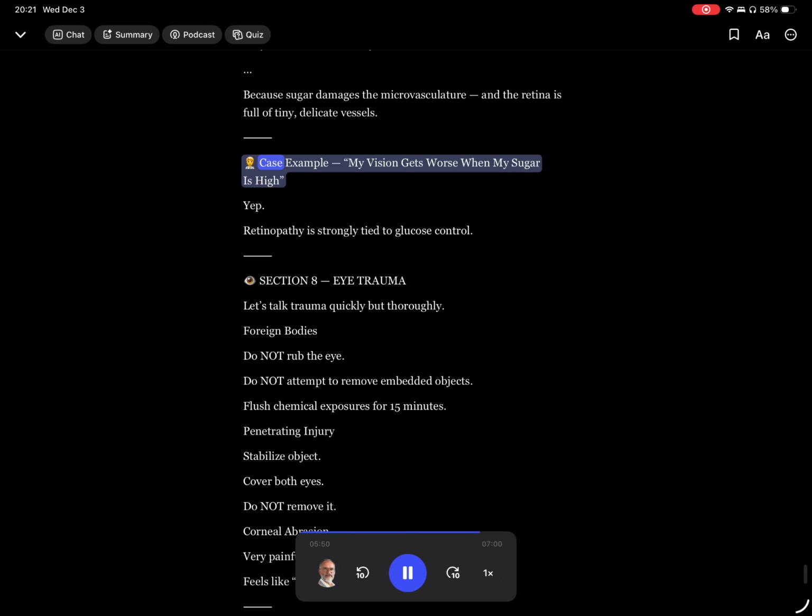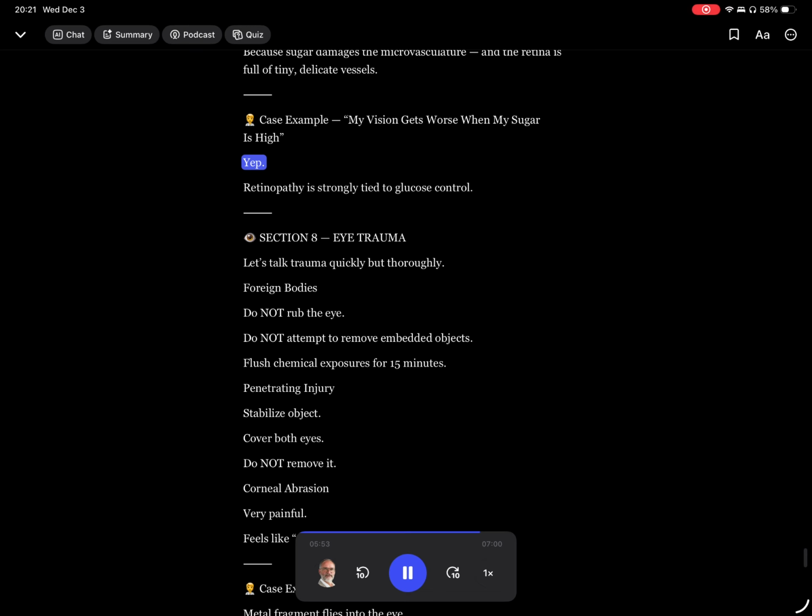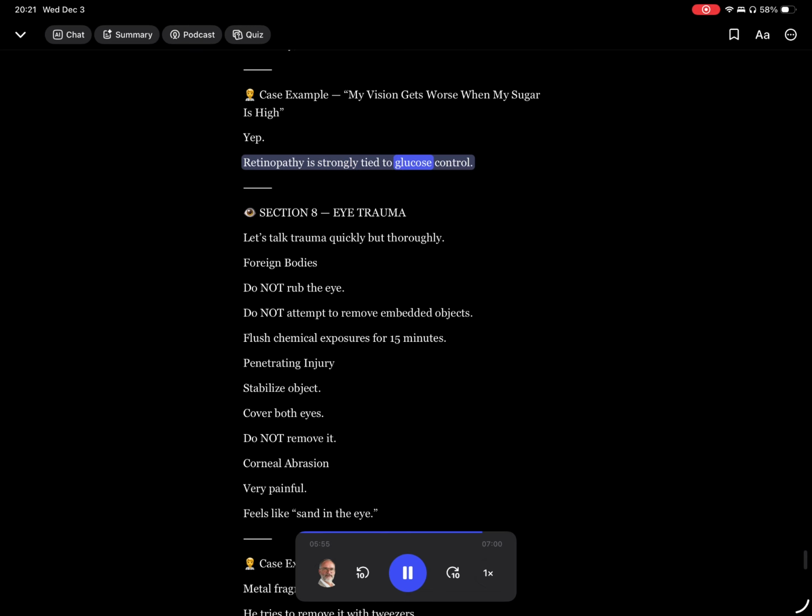Case example: "My vision gets worse when my sugar is high." Yep. Retinopathy is strongly tied to glucose control.